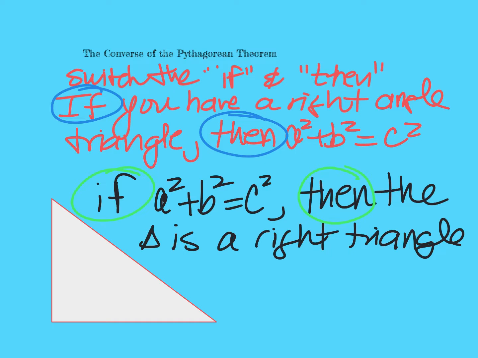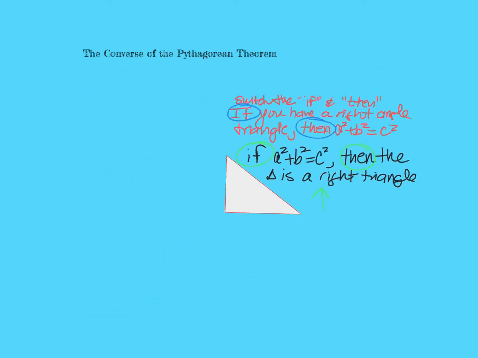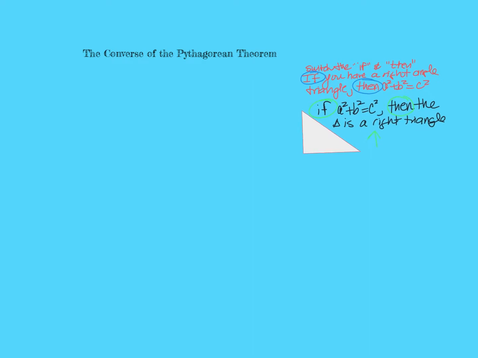So if you have a right angle triangle, then a squared plus b squared equals c squared. Now let's talk about the converse. The converse is if the length of my legs squared added together gives me the length of the hypotenuse squared, then the triangle is a right triangle. So now we're going the other way around. So this is our converse. Okay, very, very important.